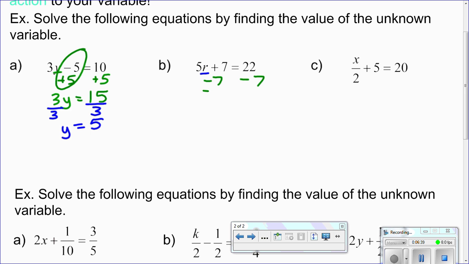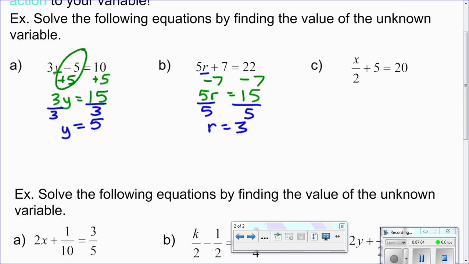7 plus negative 7 gives us 0, so we get 5r plus 0 equals 22 take away 7, which is 15. Okay. Undo the multiply by doing the opposite, which is divide both sides by 5. So then we get r's value 3. Just quickly in our head, double check. 5 times 3 is 15, plus 7, that's 22, so we're good.